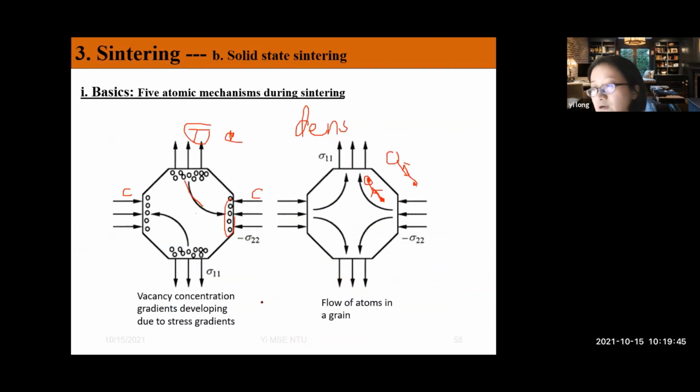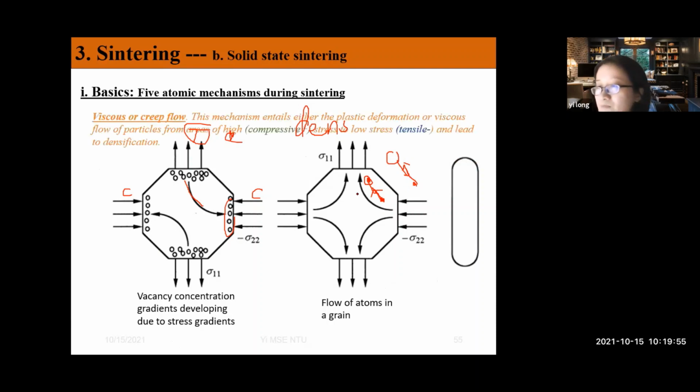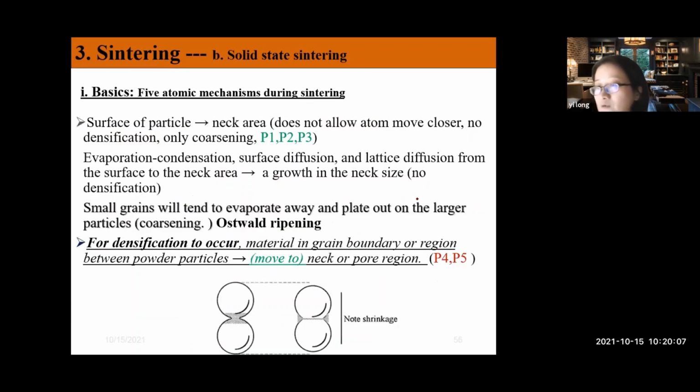Okay, let's continue. Because of this, we can say that when you have an opposite flow of atoms and vacancies, you will form these densified structures. Let's continue. This one is also not required, but as I said, I found this picture is easy for you to understand, so I use it for you to understand the concept. Now, the surface particles will go to the neck area. The neck area is the negative one, right?